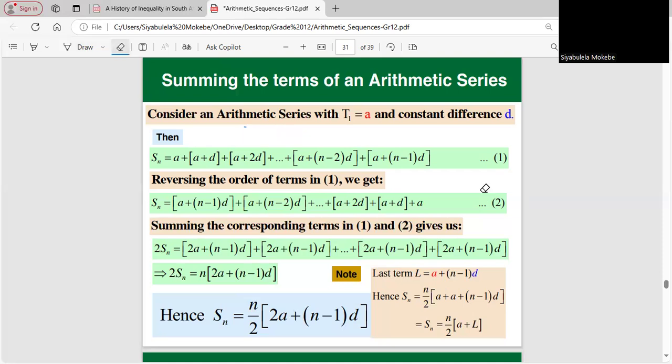And this is the method for adding from 1 up to 100 without using a calculator, by the way. And he was still very, very young. All right, so this is what he did.